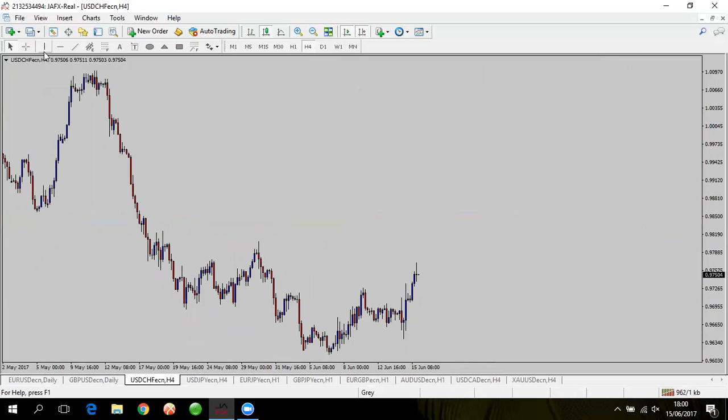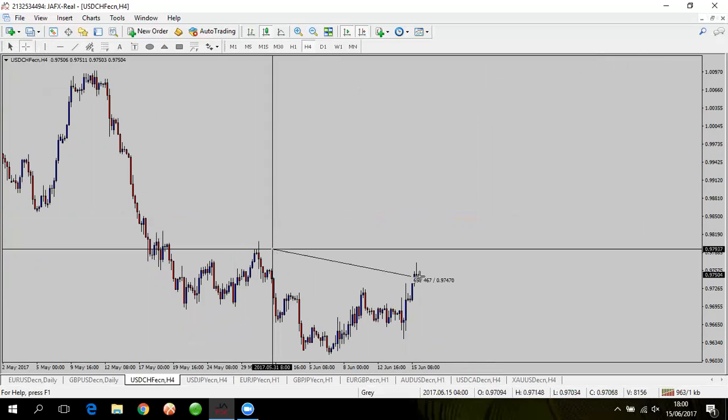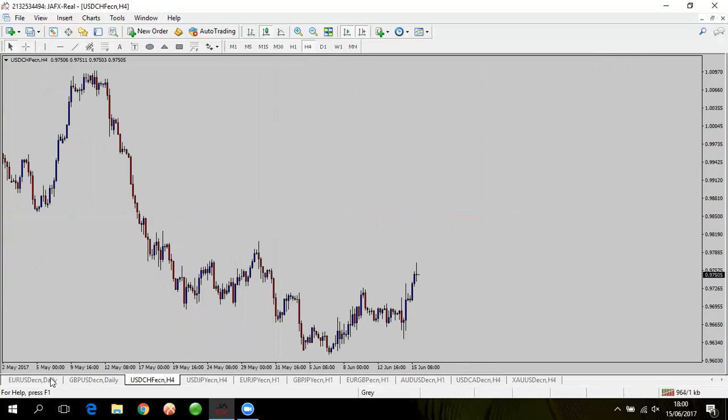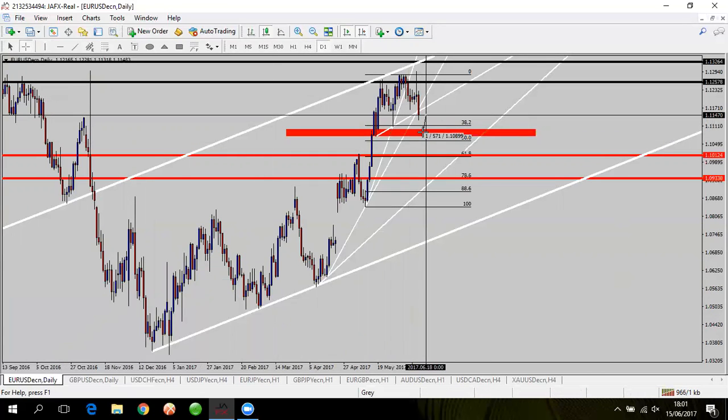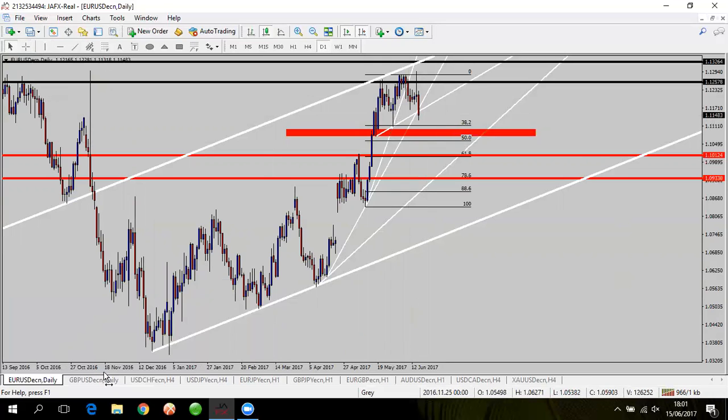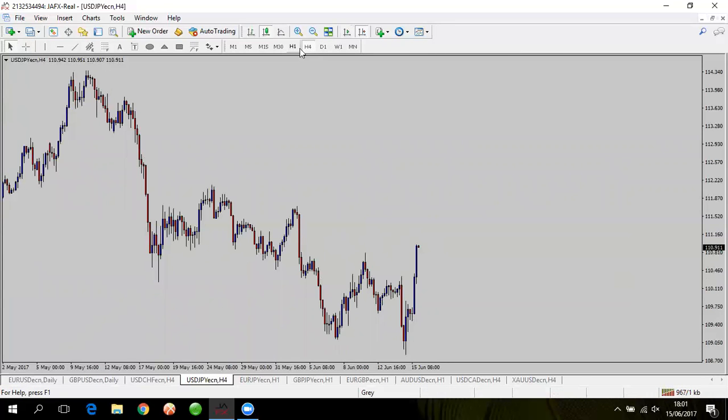Currently about 40 pips away from first resistance, and euro is 40 pips away from first support. So all makes sense, all lining up. We'll take a look at USD JPY.